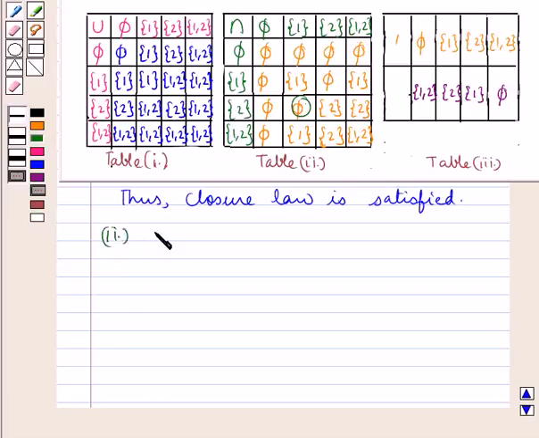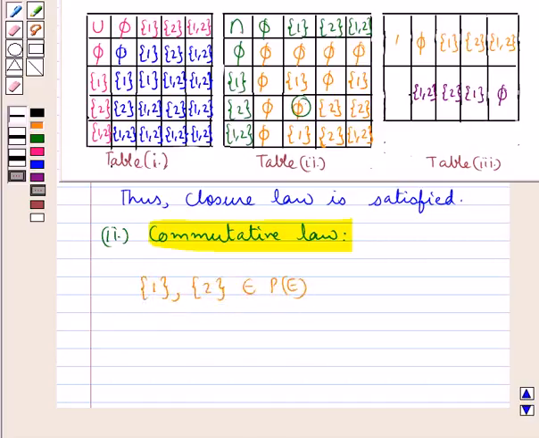Next, we consider the commutative law. In this, we will check if the operations union and intersection are commutative or not. Now consider singleton 1, singleton 2 belonging to the power set of E. Now singleton 1 union singleton 2, from table 1, would be equal to the set with elements 1, 2. Now singleton 2 union singleton 1 would be equal to the set with elements 1, 2. This is again from table 1.